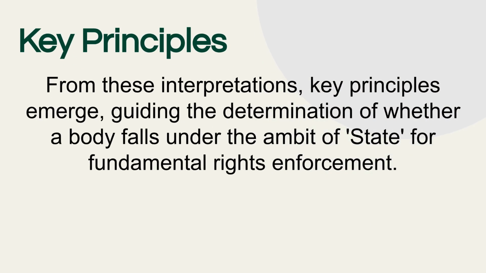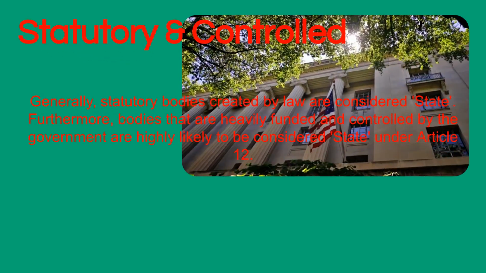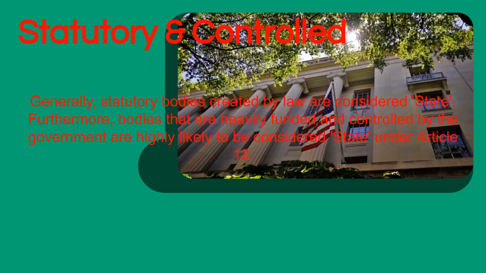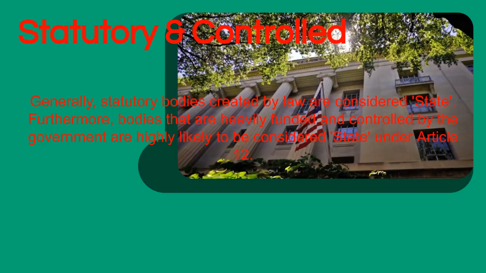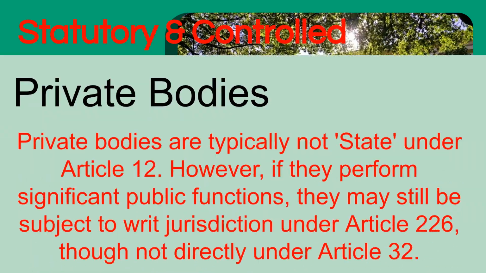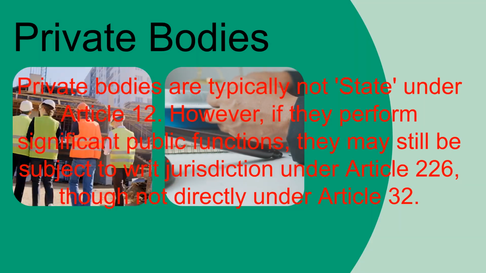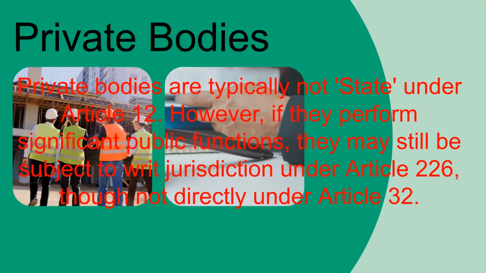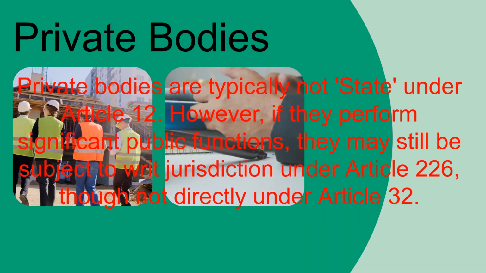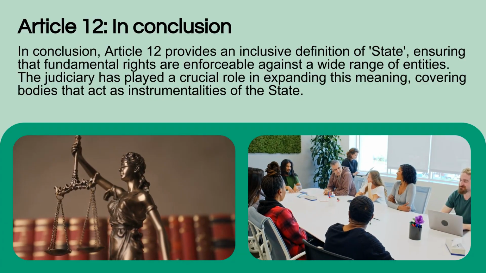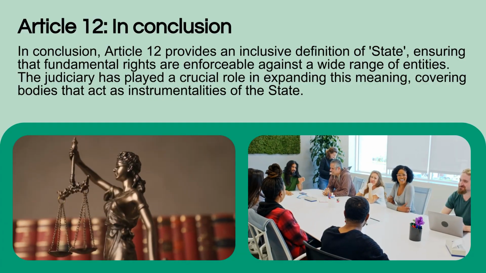From these interpretations, key principles emerge, guiding the determination of whether a body falls under the ambit of state for fundamental rights enforcement. Generally, statutory bodies created by law are considered state. Furthermore, bodies that are heavily funded and controlled by the government are highly likely to be considered state under Article 12. Private bodies are typically not state under Article 12. However, if they perform significant public functions, they may still be subject to writ jurisdiction under Article 226, though not directly under Article 32.